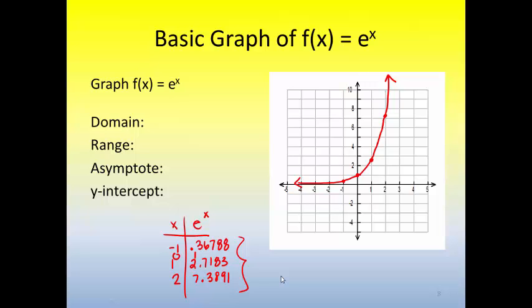So my domain here is still all real numbers. Once again, no limitations on what I can use for an exponent. My asymptote is still the x-axis because I did not have any shifts up and down. My range is from 0 to infinity based on my asymptote, and my y-intercept is (0, 1). So the information is very basic. What's complicated or ugly looking, perhaps, are the values that I actually have to plot.